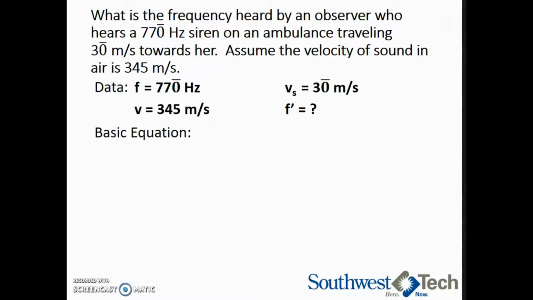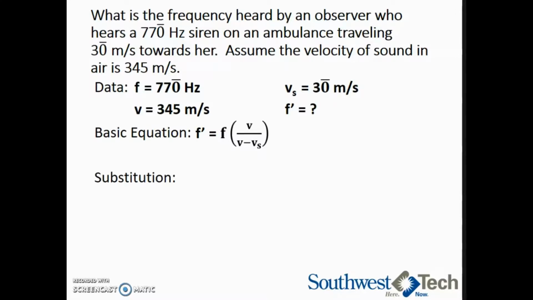The basic equation for Doppler-shifted frequency is f prime is equal to f multiplied by v divided by v minus v sub s. The reason we take v minus v sub s in this equation is because the sound is moving towards the observer, so we would expect the Doppler-shifted frequency to be higher than the actual frequency. If the sound were traveling away from the observer, then we would have added in the denominator.